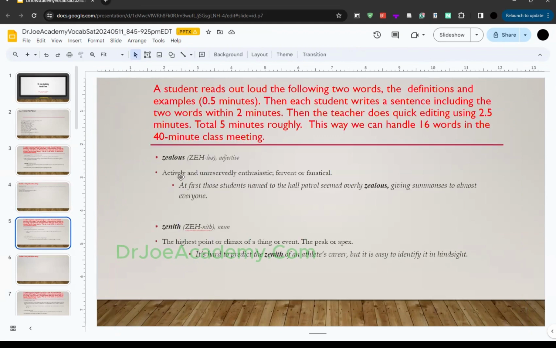Okay, so we're going to move on to our next two words here, which are the words zealous and zenith. Eric, do you want to start and read the first word?